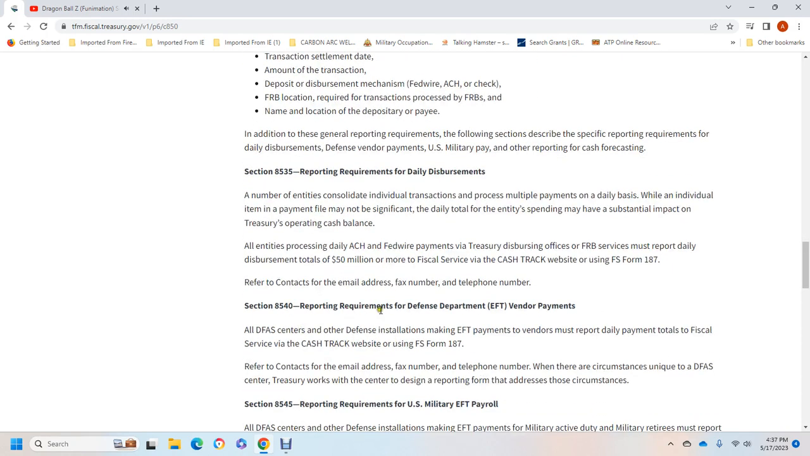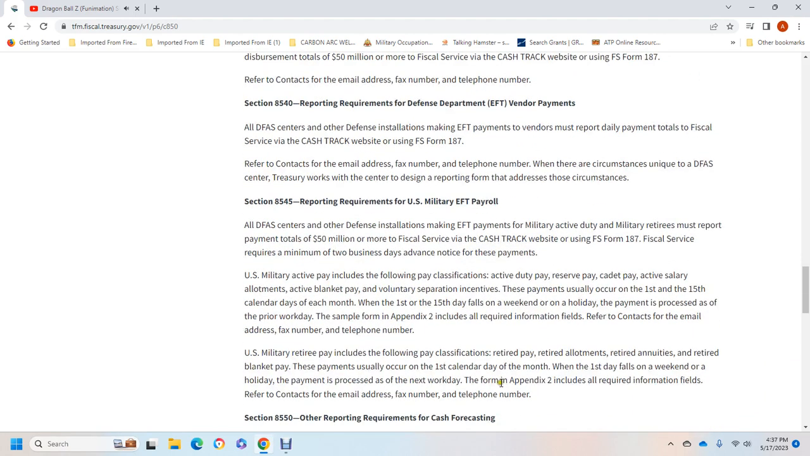Section 8540, reporting required for Defense Department vendor payments to Defense, DFAS, Department of Defense, Department of Finance and Accounting Service, Center of the Defense Installation, electronic fund transfer payment. The vendor must report daily payments via the Cash Track website with the FS Form 187. For the contacts, email address, fax number, telephone number, which of these circumstances with the DFAS, Treasury works certain design, reporting the address of those circumstances.